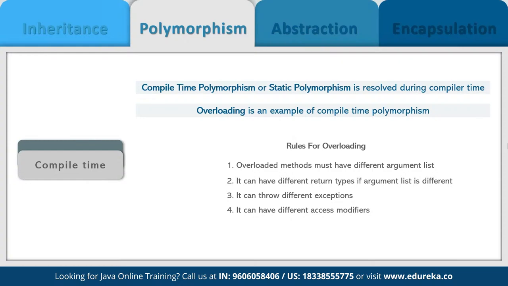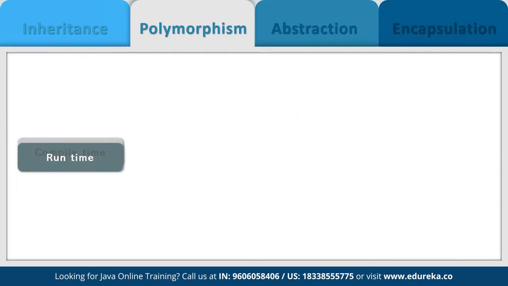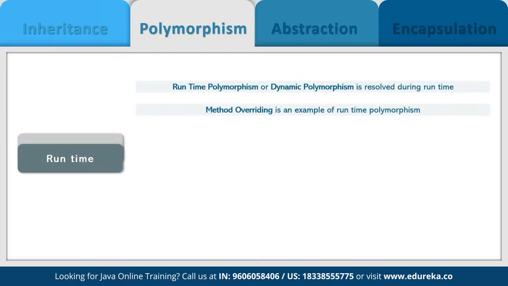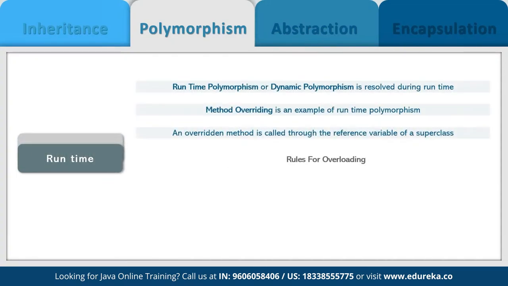You can throw different exceptions. You can have different access modifiers. We haven't seen access modifiers, but in the full-length Java course, you will be covering all types of access modifiers, access specifiers that you'll have, and the techniques that you can follow to control the access from various classes. Okay. And runtime polymorphism is also called method overriding.